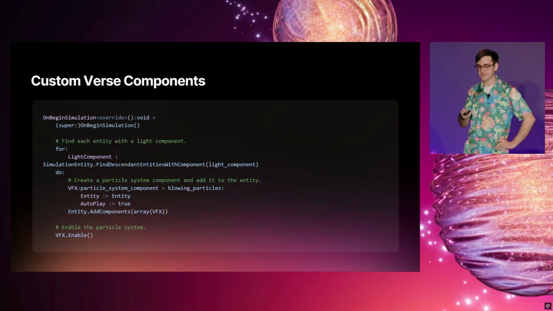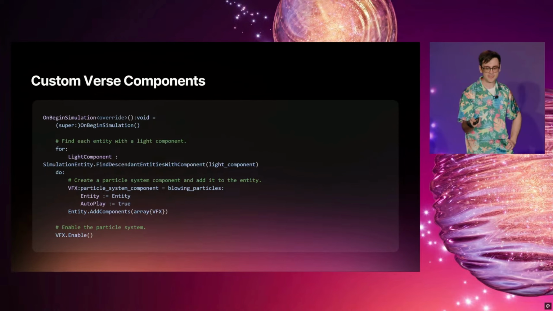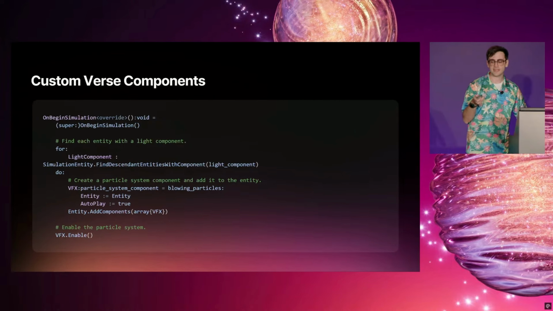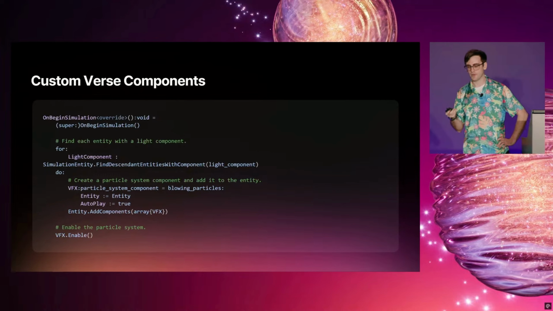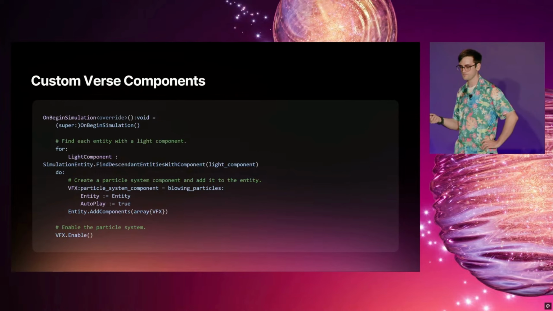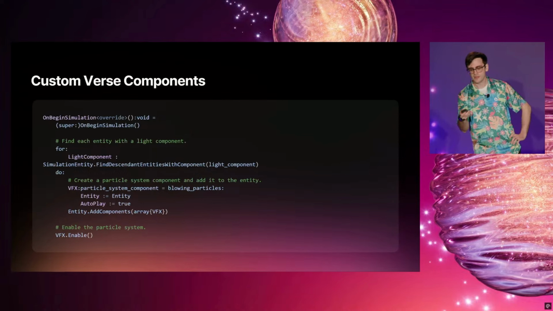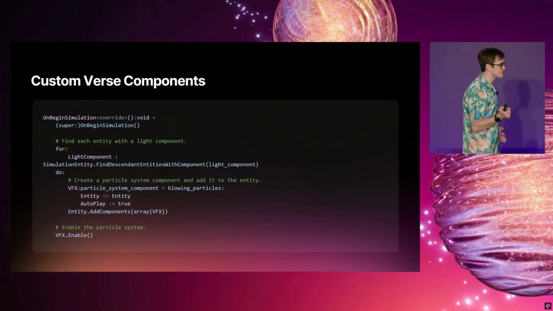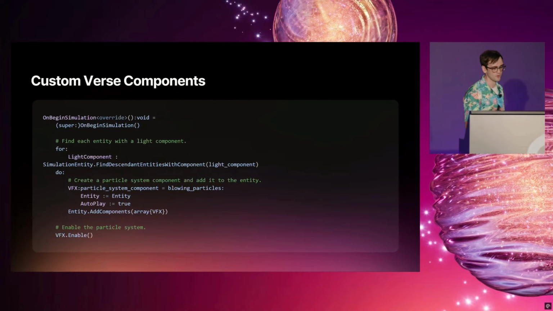Then we create a new particle system component named VFX of type BlowingParticles. What's BlowingParticles? Well, actually, it's a custom VFX asset that we expose to Verse through our assets file. We then set it up and add it to the entity with the AddComponents call, and then enable it. And even though this is a super simple looking example, it's not that many lines of code.